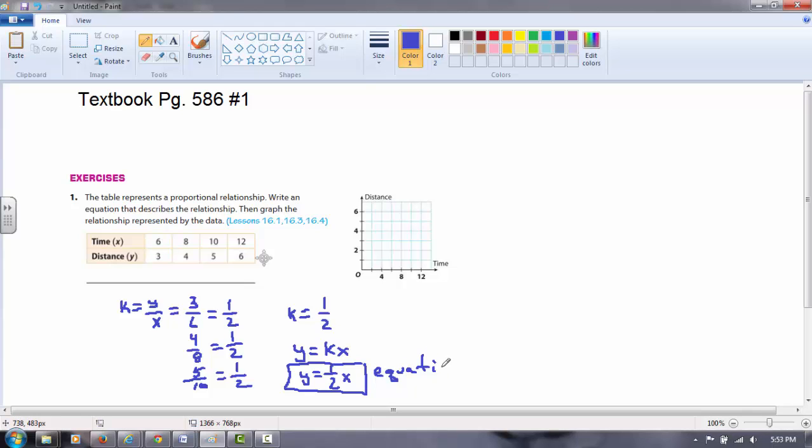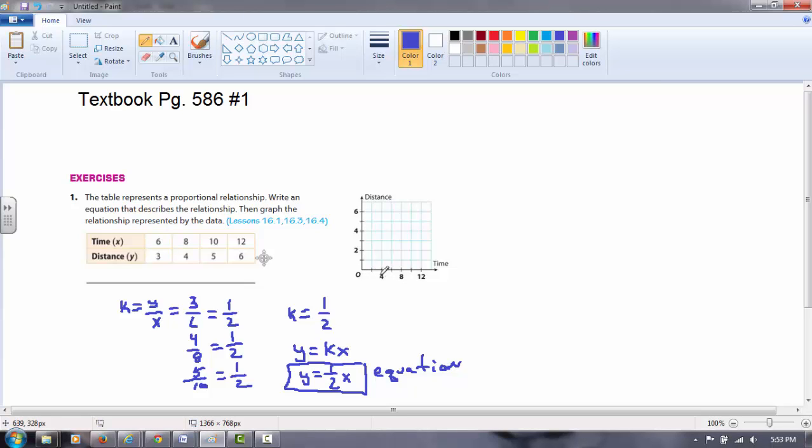Now the second part says let's graph the relationship represented by the data. So we can just go ahead and graph those points. Now, one thing we've got to be careful of when we're graphing, take a look at what you're numbering by. For example, on the time axis, it looks like they're going by 2s, and on the distance axis, it looks like they're going by 1. So we've got to be real careful when we plot points.